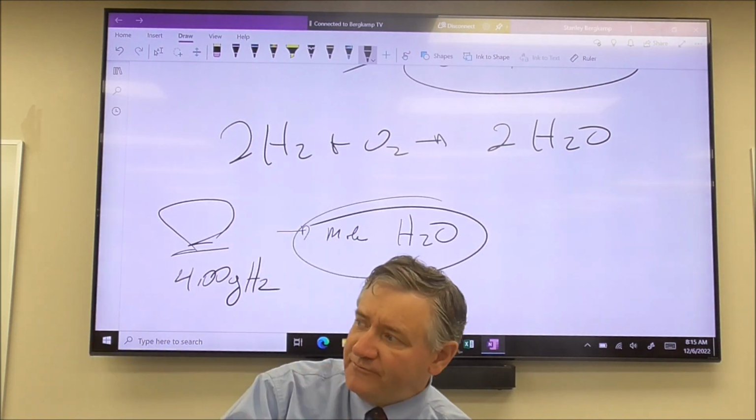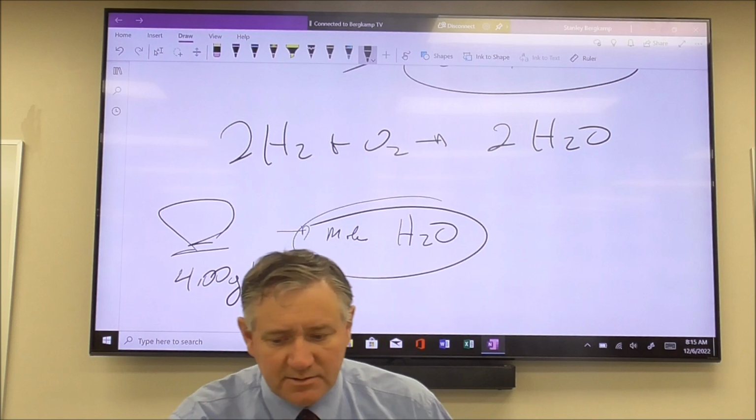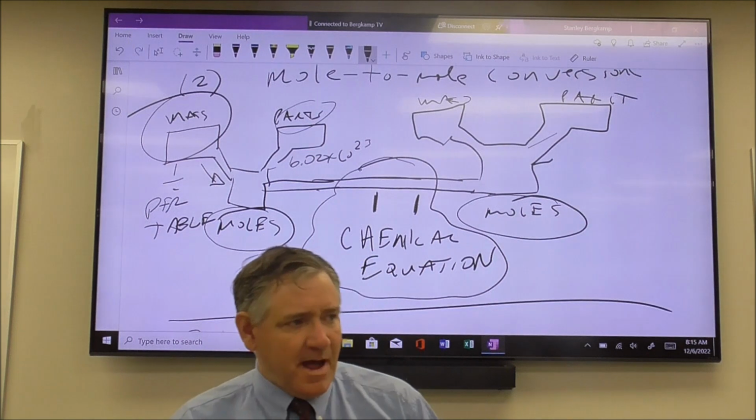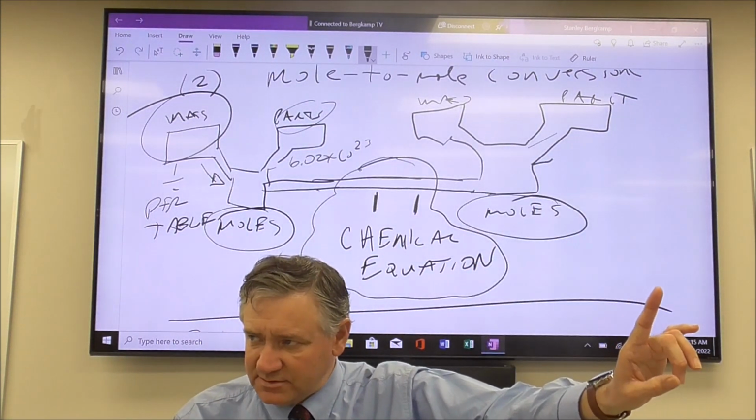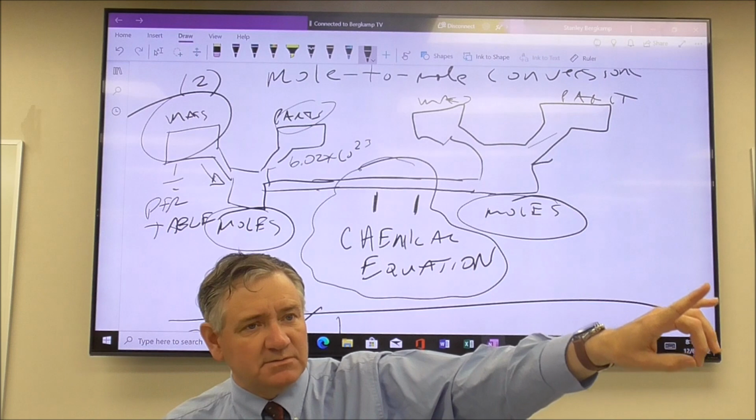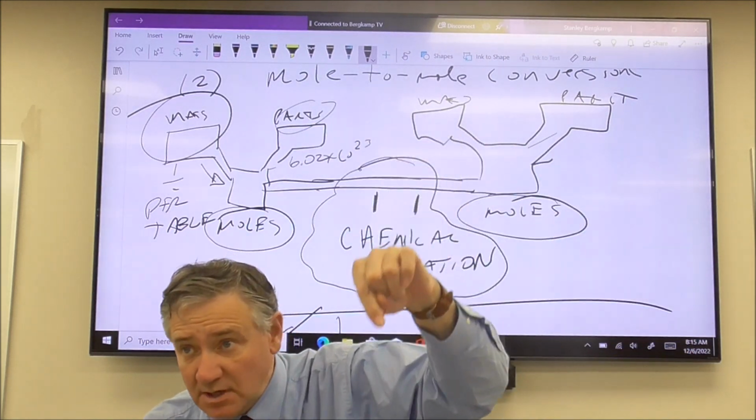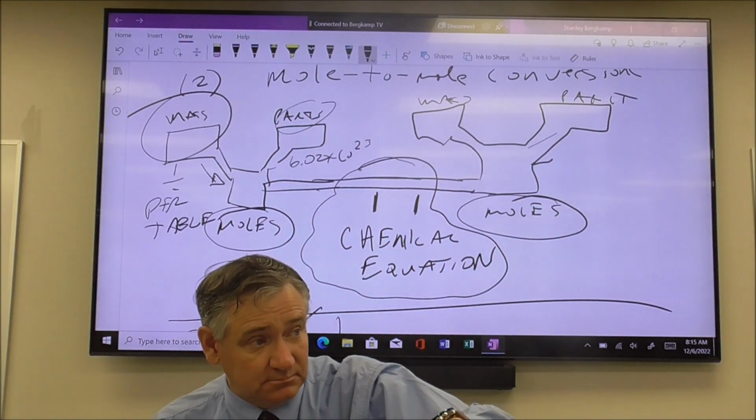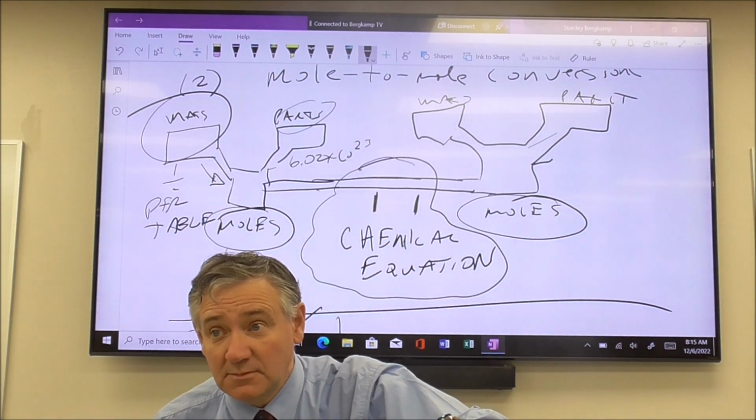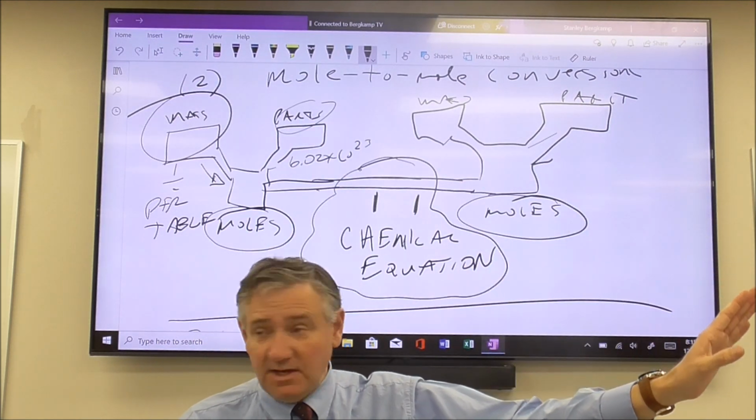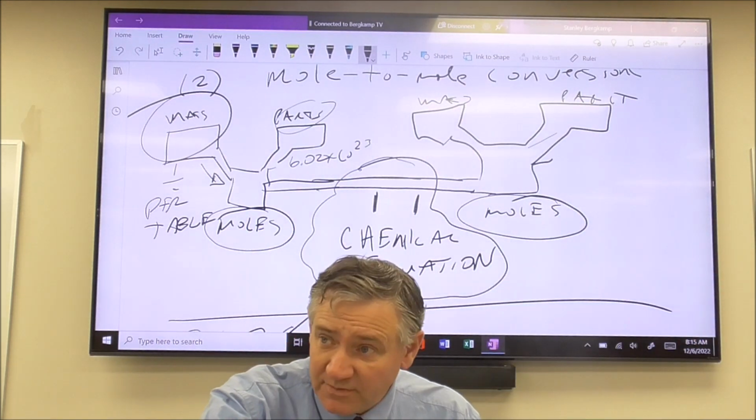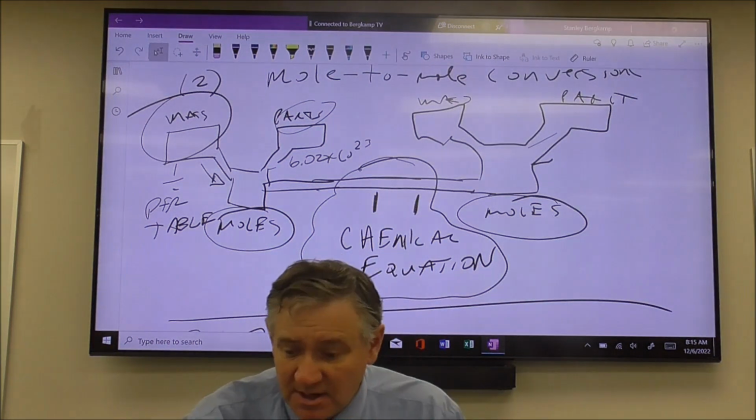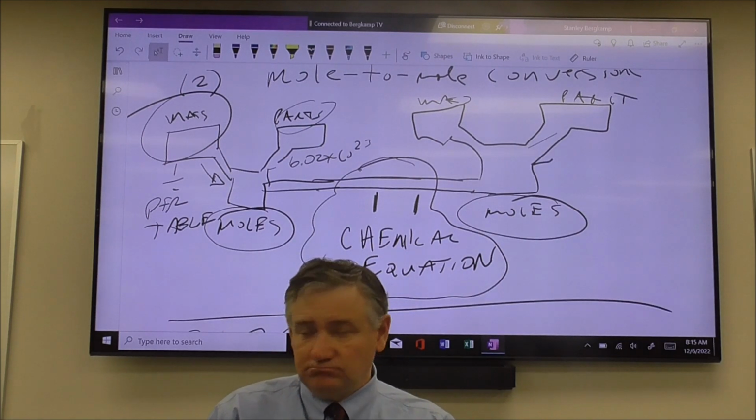Now, if you are a visual person, here's what you have to realize. You're starting up here in mass. I've given you 4 grams of hydrogen. So what are you going to have to do with that 4 grams of hydrogen? Convert it first into moles of hydrogen, oxygen, or water? Hydrogen. I can only convert it into moles of hydrogen. I can't do anything else. So I'm going to take the 4 grams of hydrogen, convert that into moles of hydrogen, and then take moles of hydrogen and convert it into moles of water.